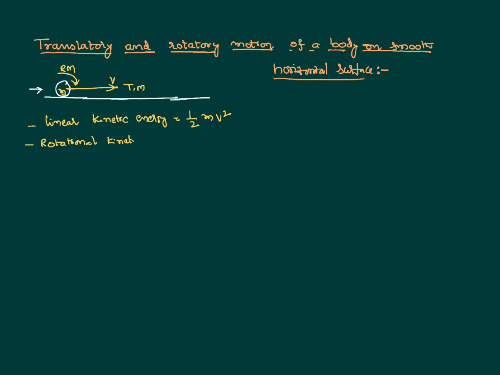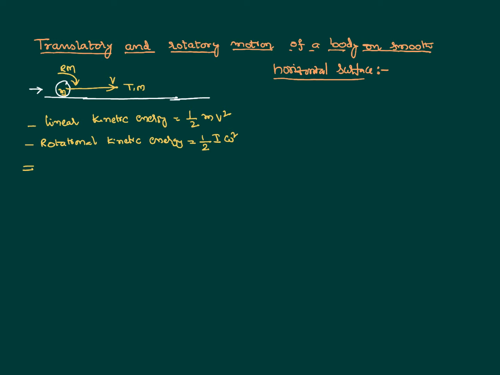and we can write an equation for rotational kinetic energy in the lines of translational kinetic energy itself. Half is same. The role played by the mass in translatory motion is played by moment of inertia in rotatory motion, and the role played by the velocity in translatory motion is played by angular velocity in rotational motion. So rotational kinetic energy is half I omega square.